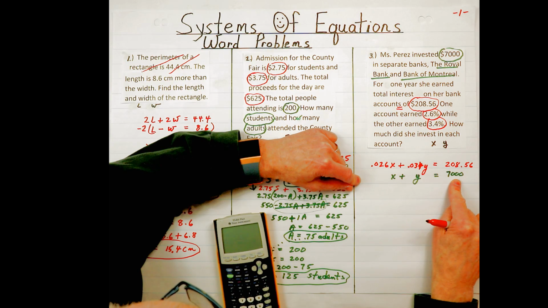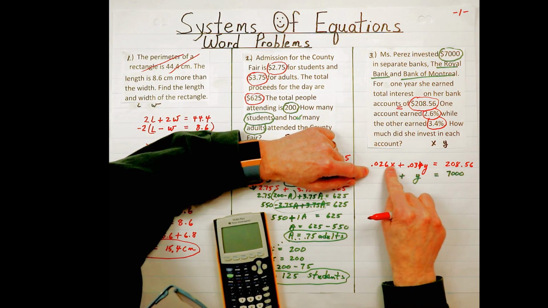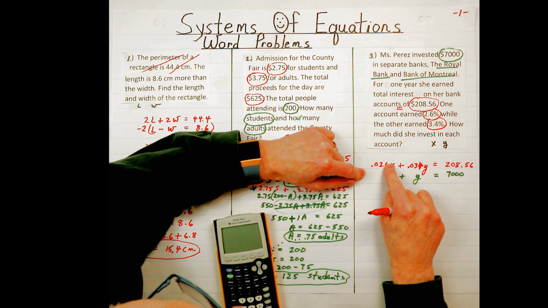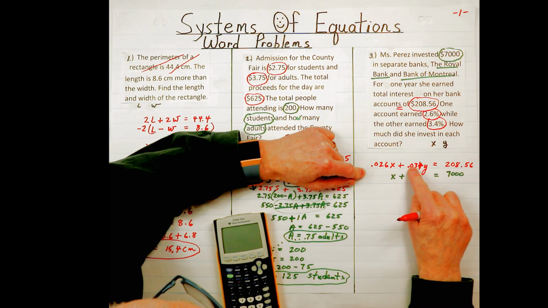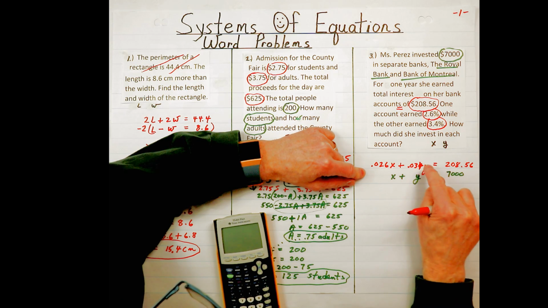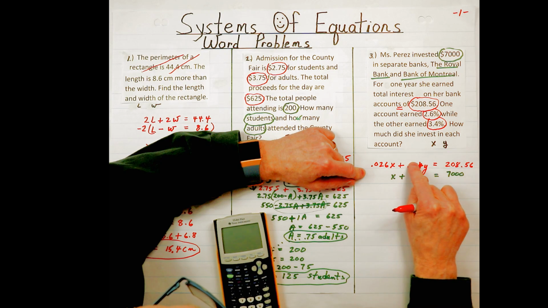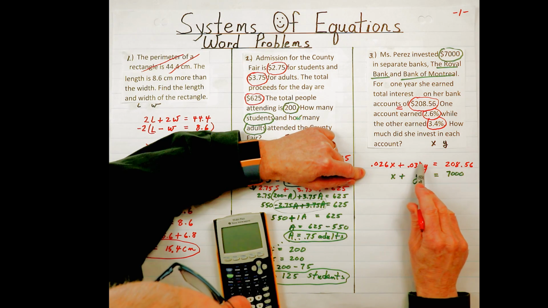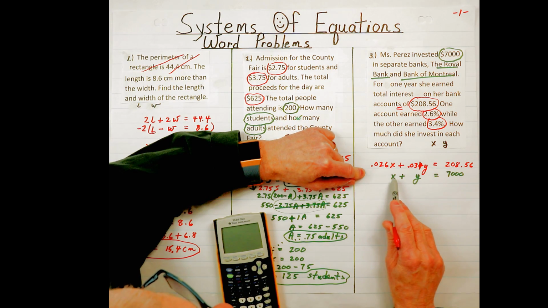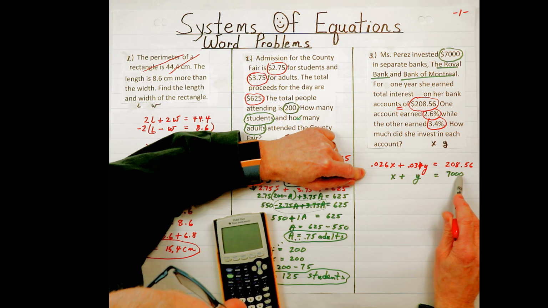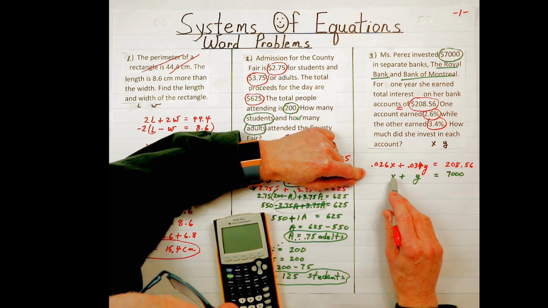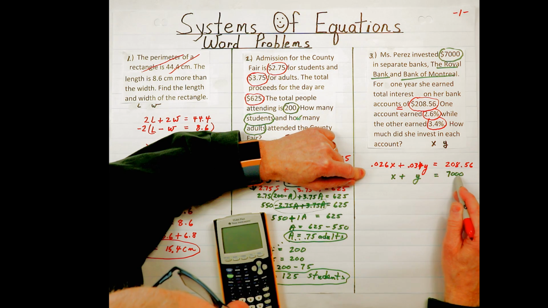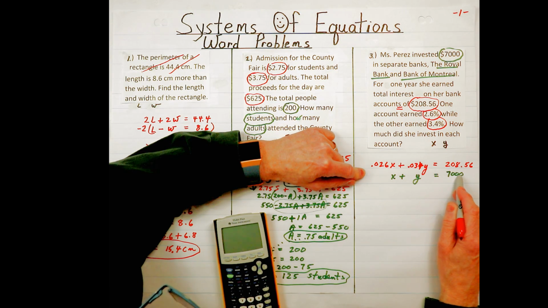Total in the bank. Up here, interest: 0.02x times the money she has in the Royal Bank, plus 0.034 times the money she has in the Bank of Montreal, equals the total interest. So this is interest, interest, interest. This one, total money, total money, total money: the total money in the Royal Bank, the total money in the Bank of Montreal, and over here, the total in both of them.